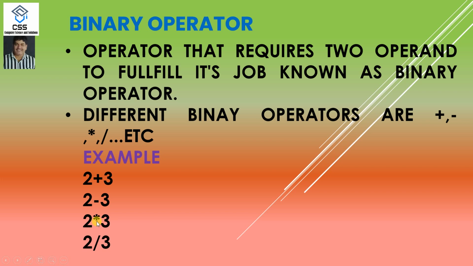Into as a multiplication operator, two operand values are required. Division as well requires two operand values. We can write the constant directly, or those values can be stored inside variables, then you can use them. If we write a equal to 2, b equal to 3, then in a similar way you can write a plus b, a minus b, a into 3, a into b, or a by 3 accordingly. Without two operand values, any binary operator will not work, hence they are known as binary operator.